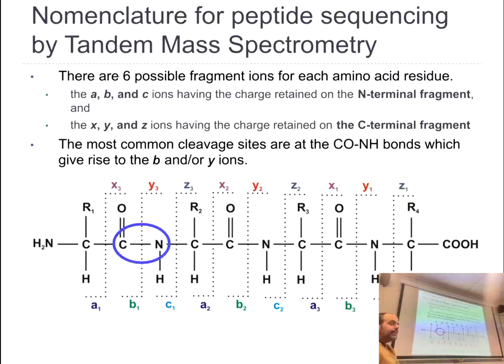And the only thing you need to remember, and this is confusing sometimes, is you start numbering, 1, 2, 3, from where the charge has been retained. So for the B ions, it's going to be B1, this bit, B2, this bit, B3, this bit. Well, for the Y ions, it's going to be from here. So it's going to be Y1, Y2, Y3. Nice? Right. Now, I'm going to ask you a few more questions. If you answer these questions, you're golden. You've solved everything, including one of your coursework.